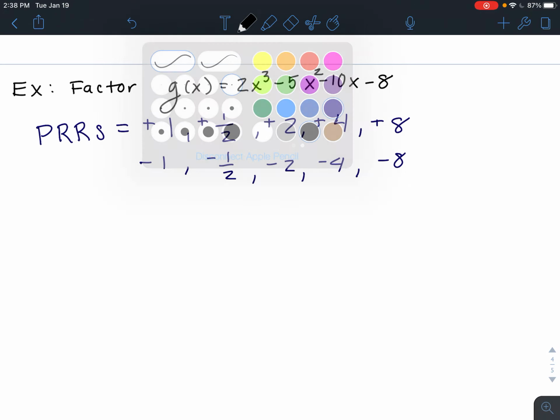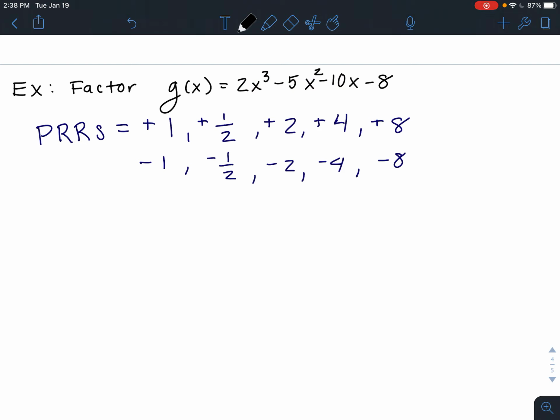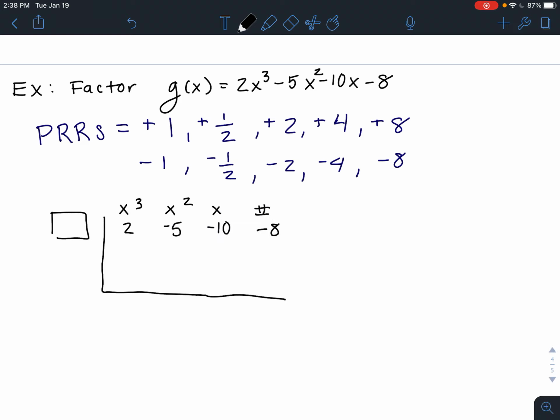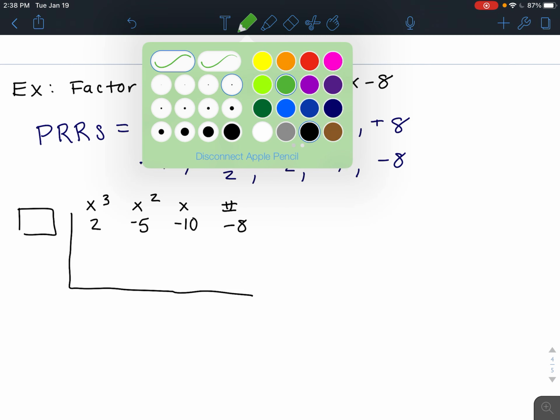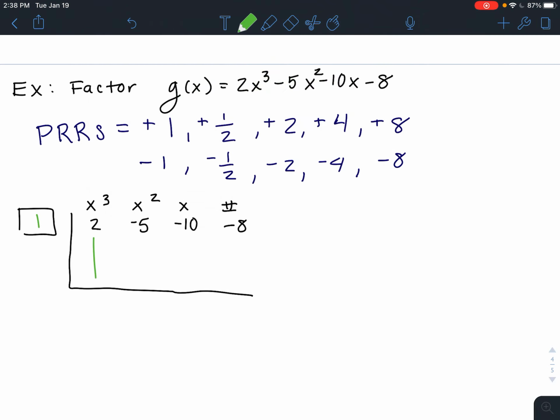Okay. So what we're going to do is first test out some numbers. First of all, I'm going to make my little division table. So I have x cubed, x squared, x, and constants. And I'm going to be smart this time and copy it before I write on it. So the first number I'll check is positive 1 again. Okay, so I got 2. 1 times 2 is 2. Add, I get negative 3. I'm going to get negative 3 here. Add down to get negative 13. Okay, that's not going to equal 0, so positive 1 does not work.